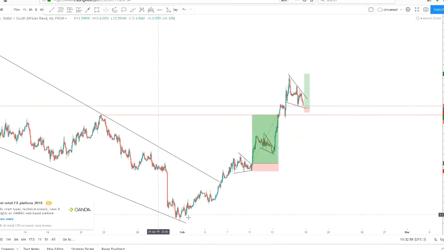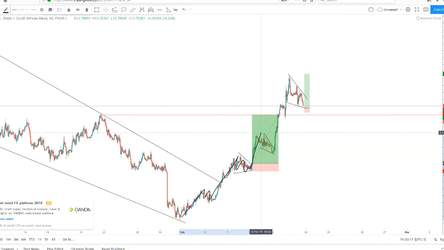You can just see this is just an impulse upwards, correction, impulse. Let me just draw this quick. This is what I normally teach in my premium course. An impulse correction. It's 1, 2, 3. Okay, impulse, correction, impulse, correction.